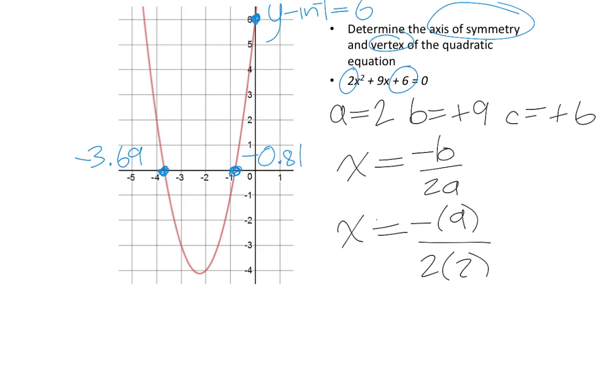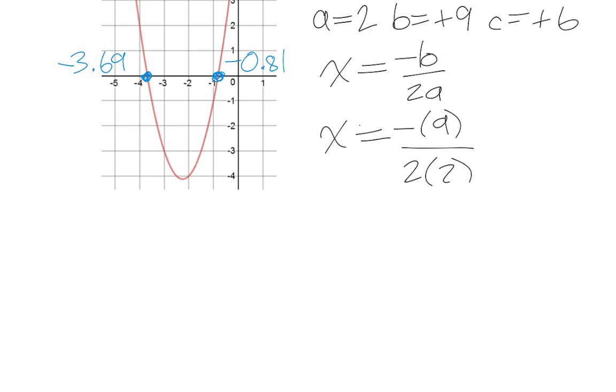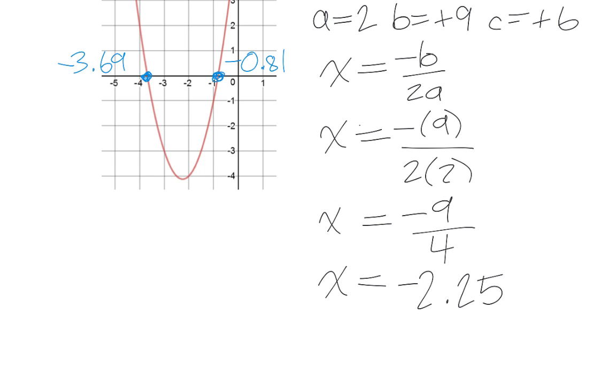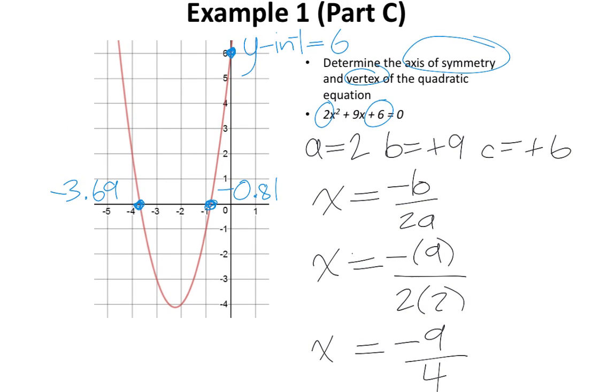Let's go ahead and simplify this. So negative 9 stays the same. 2 times 2 is 4. Therefore, negative 9 divided by 4 is negative 2.25. Now, if you look back at the diagram, you'll see that an axis of symmetry of x equals negative 2.25 does look very reasonable. So let's go ahead and draw that in.